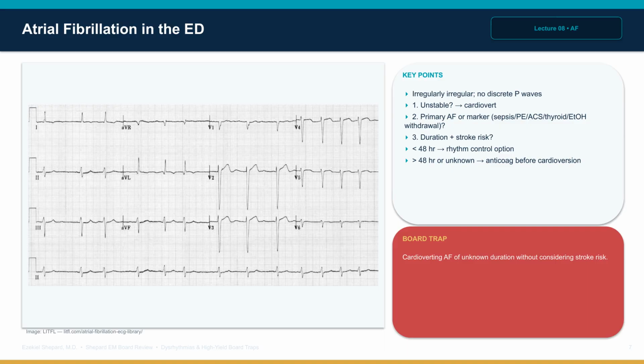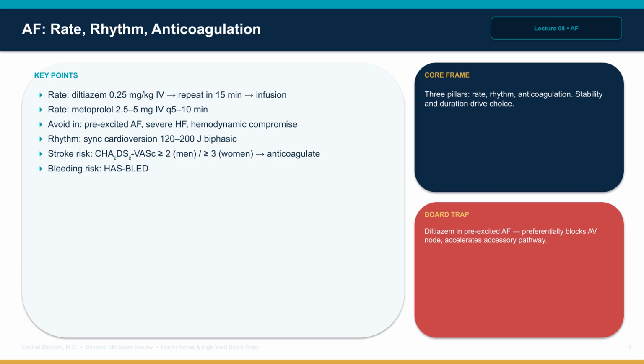Mimic to know, atrial flutter with variable block looks irregular and gets misread as AFib. The sawtooth flutter waves in 2, 3, and AVF are the giveaway. Atrial fibrillation management has 3 pillars. Rate control, Cardizem 0.25 milligrams per kilogram intravenous, repeat in 15 minutes if needed, then infusion. Low pressure, 2.5 to 5 milligrams intravenous every 5 to 10 minutes. Avoid both in pre-excited AFib, severe heart failure, or hemodynamic compromise.